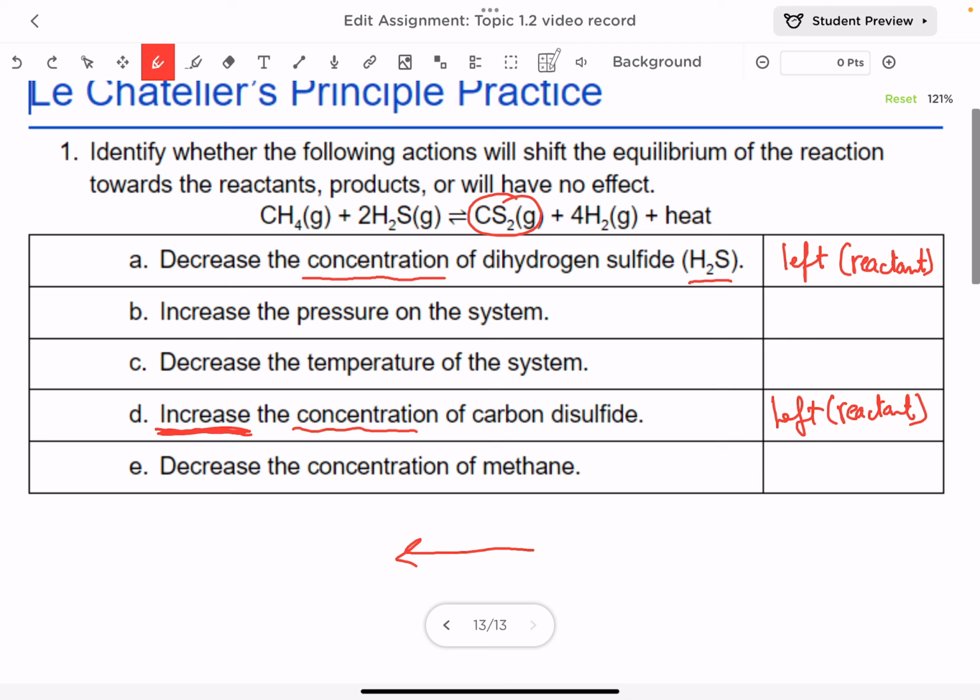Now, let's take another example. A decrease in the concentration of methane, and methane is over here. If methane decreased, it means that the reaction will go backward to give me back methane. So this one will also go towards the left.